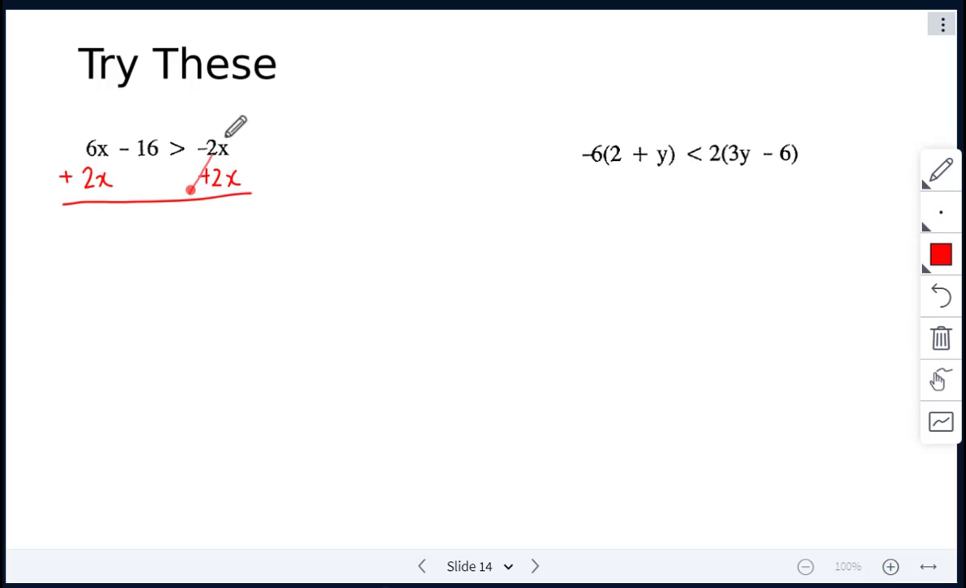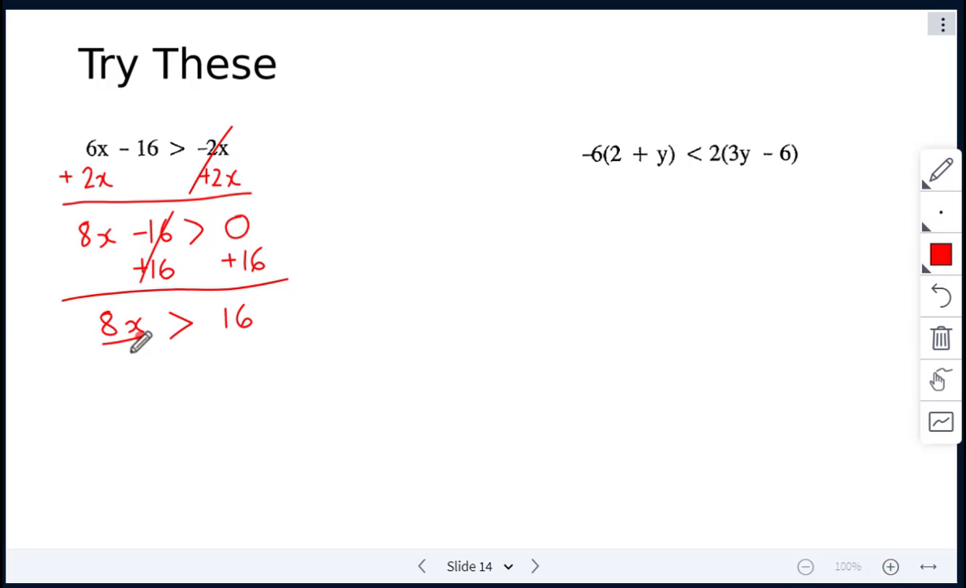collecting the like terms. So here, 6x plus 2x, that's 8x, and then minus 16, and then greater than, there's nothing here, you can put a 0 if you want, it's fine, just so it looks normal. Next, we're going to add 16 to both sides, so we're just adding 16 to that 0. And we end up with 8x is greater than 16.